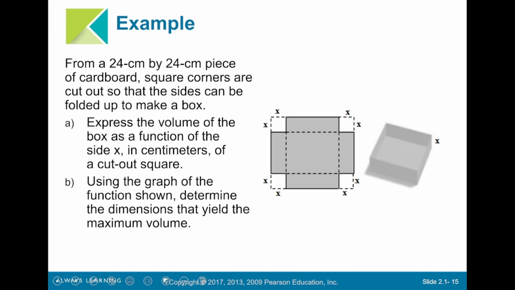Now, another example. And let me note that each of these are, in fact, on your homework. So it's important that we're going over them now. So, third example. From a 24 by 24 centimeter piece of cardboard, square corners are cut out so that these sides can be folded up to make a box. Express the volume of the box as a function of the side x in centimeters of the cutout square. Using the graph of the function shown, determine the dimensions that yield the maximum volume.